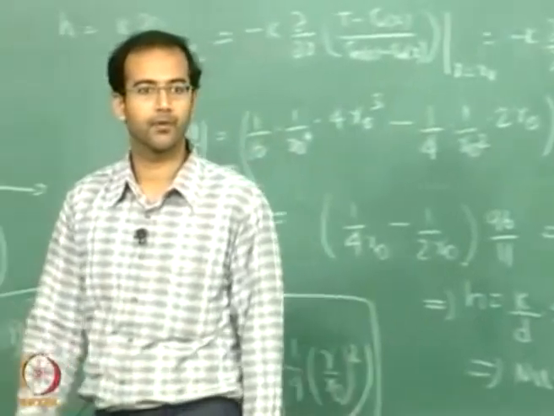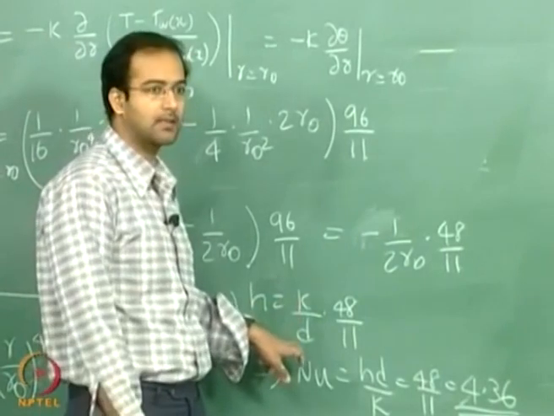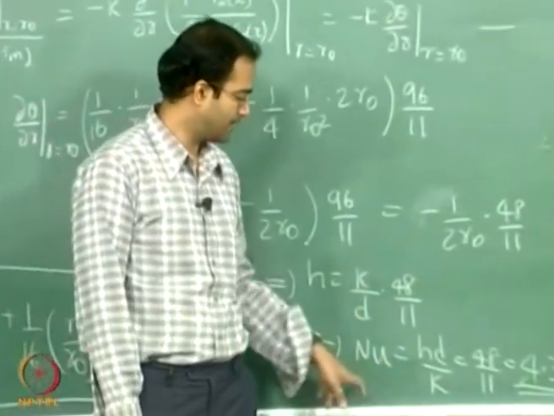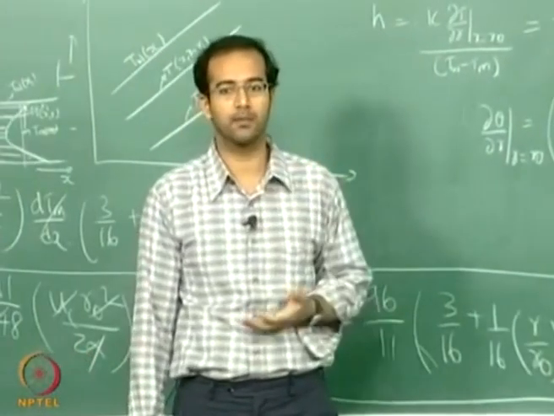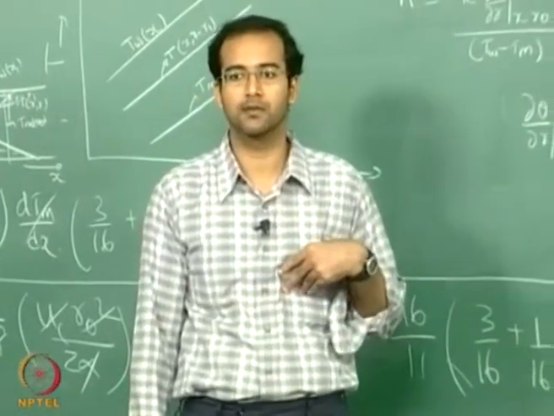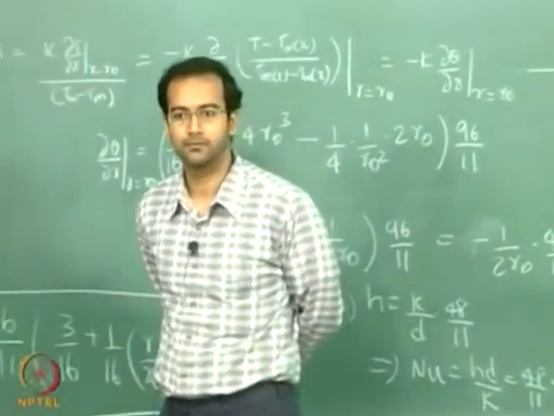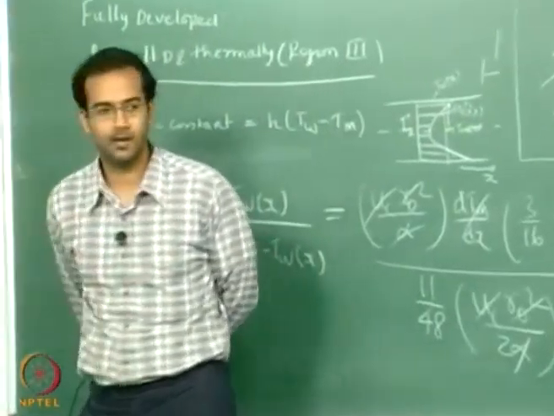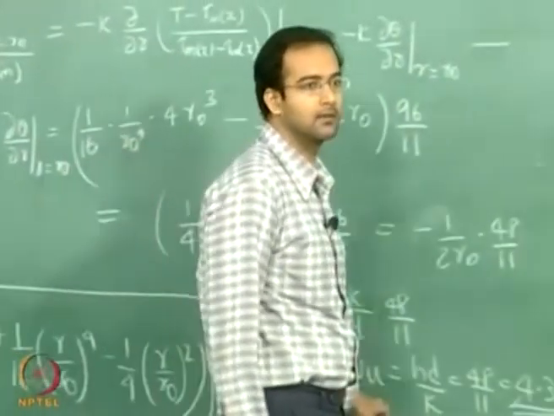Okay. So therefore finally you get your heat transfer coefficient as a constant value for a given diameter, k by d into 48 by 11. Therefore you can define a Nusselt number for internal flows based on the diameter of the duct. So it is not a local Nusselt number anymore, and if you define it like that you get a constant value 4.36. So for internal laminar flows, both hydrodynamically and thermally fully developed, and for a constant heat flux boundary condition, this is your constant value of Nusselt number, 4.36.